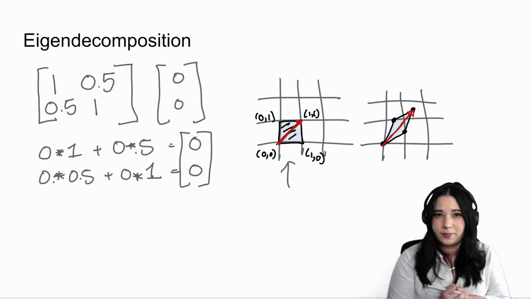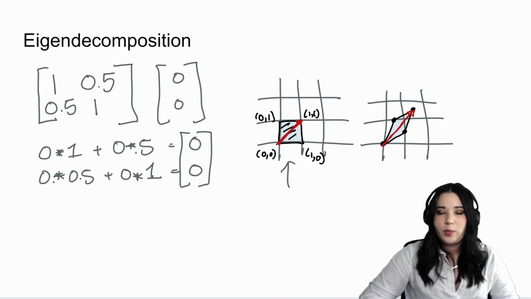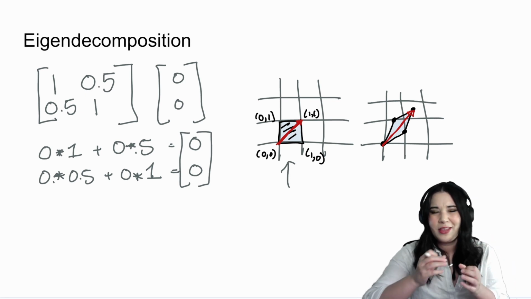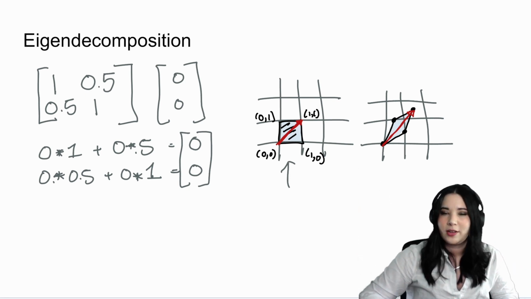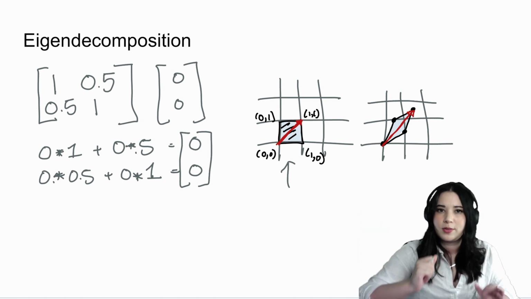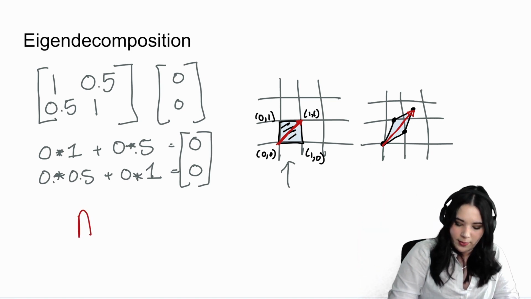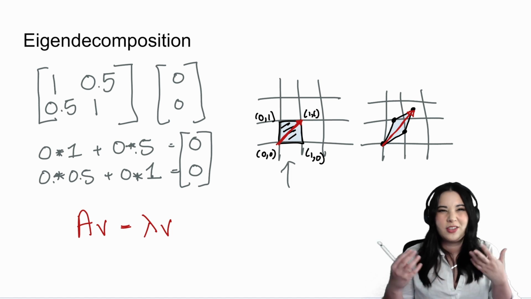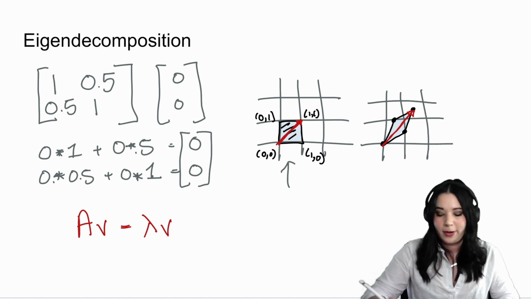So basically, we want to find a vector where when we multiply it by a matrix, it's the same thing as just multiplying it by a single number, so either making it bigger or smaller. To do that, the formula is A, so the matrix times a vector equals lambda times a vector. So when we multiply a matrix by a vector, it's the same thing as multiplying that vector by a number.